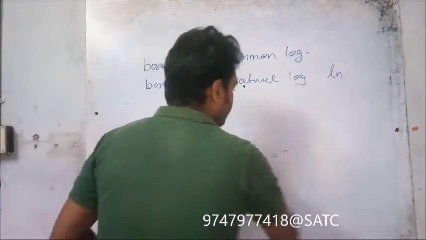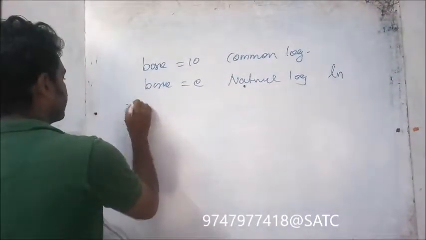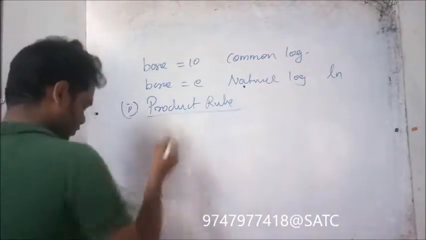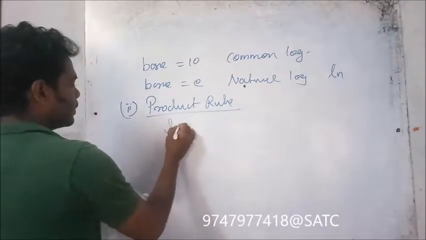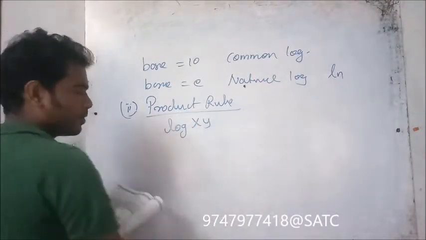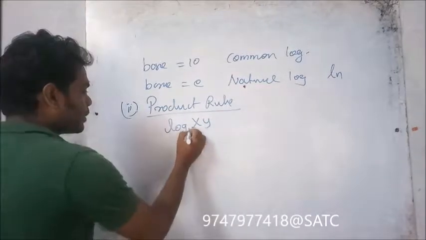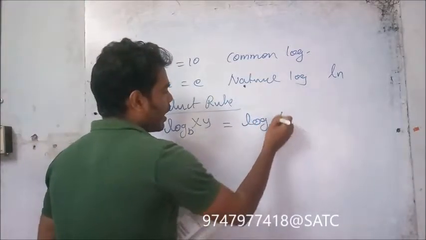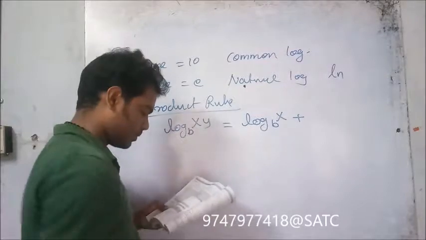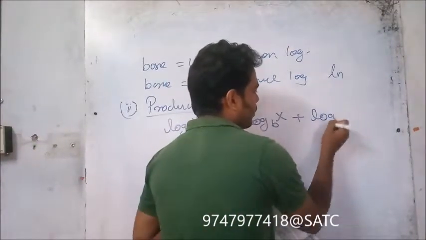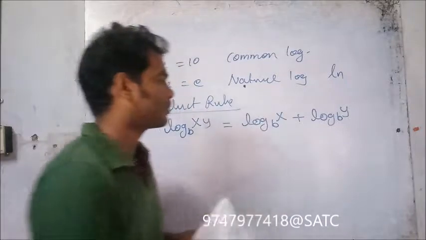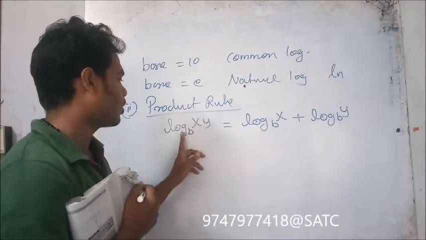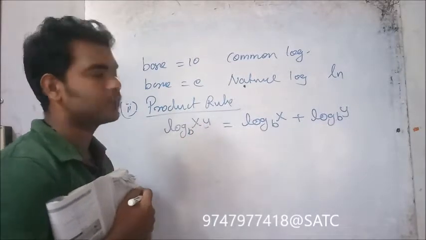Next one is the product rule. Log xy to the base b is equal to log x to the base b plus log y to the base b. Log xy, x and y: log x to the base b, log y to the base b. That's all simple.